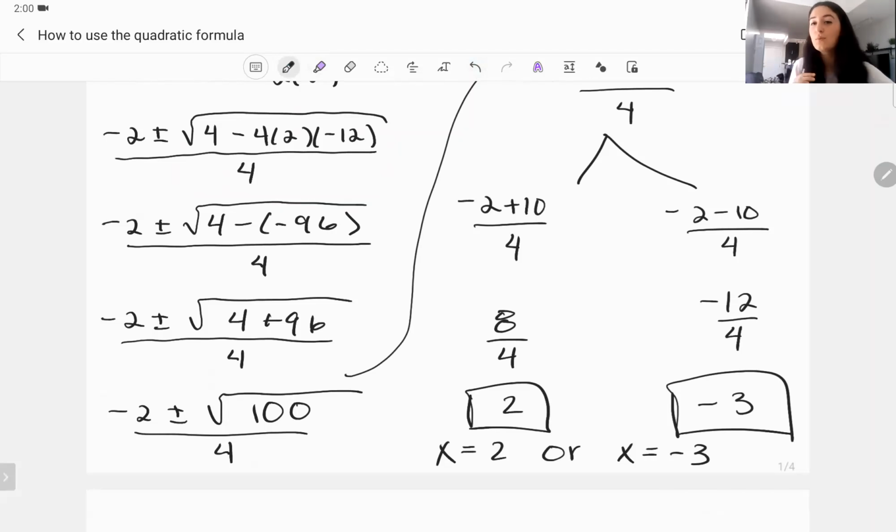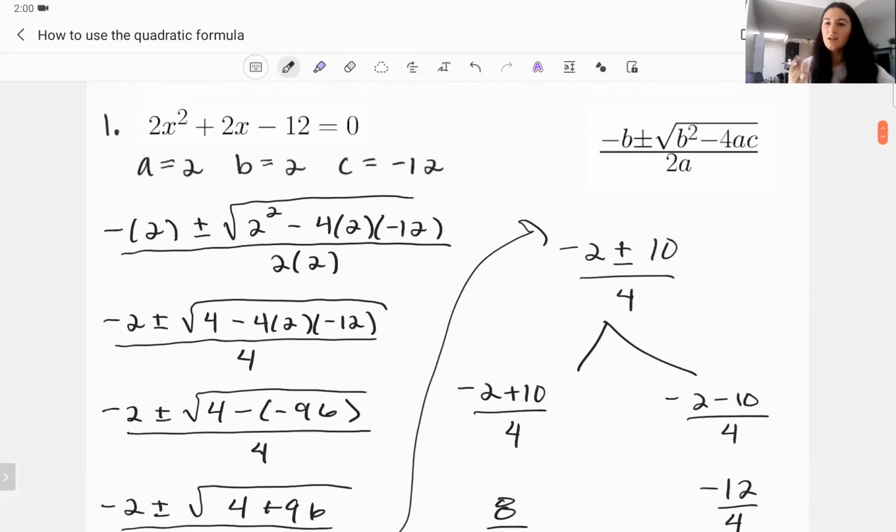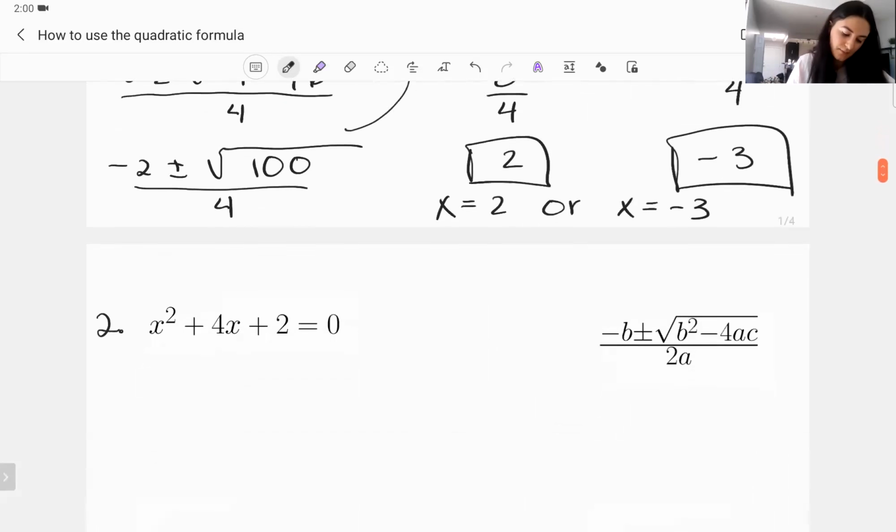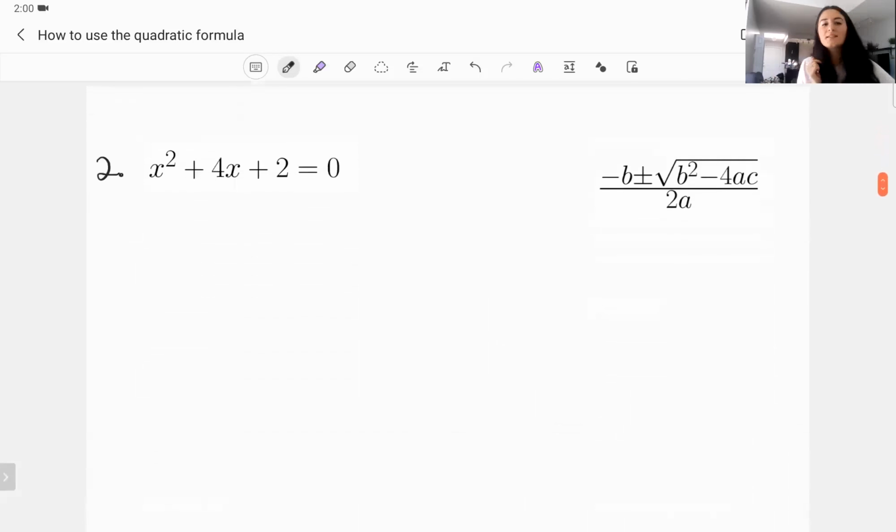And you want to make sure that you put both answers because both answers are correct and both answers need to be included as part of this problem. So hopefully that makes sense and go rewatch that if you need to, but it's really just figuring out what A, B, and C are, plugging them into that formula, and then doing a bunch of simplifying. So we're going to do another example here where we have x squared plus 4x plus 2 equals 0.